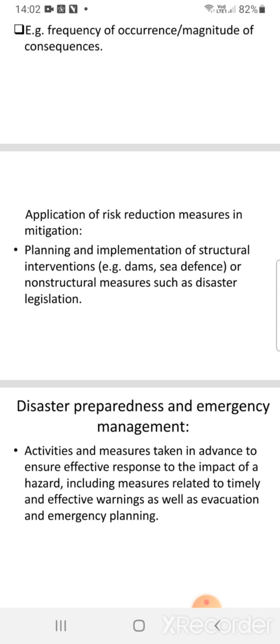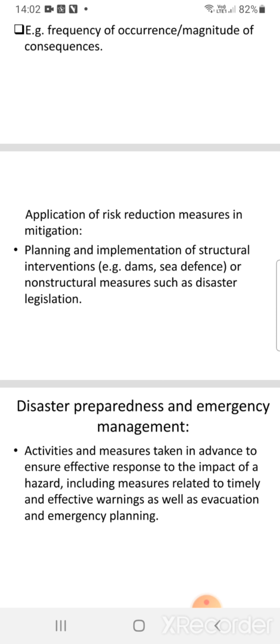Now, this particular step involves planning and implementation of structural interventions or non-structural measures such as disaster legislation. So there are two aspects, that is structural intervention and non-structural measures. Now, in the case of structural interventions, we create structural defenses or structures in short. In short, we make structures like dams in order to prevent a particular hazard.